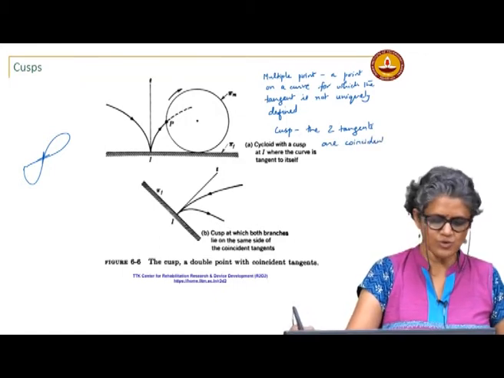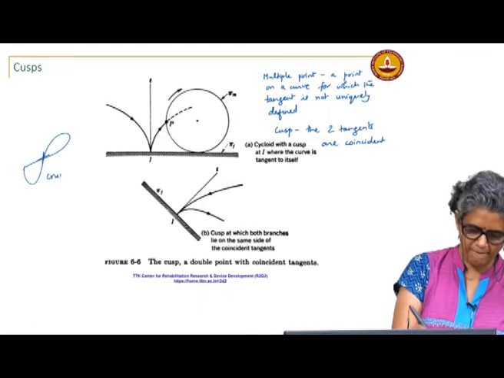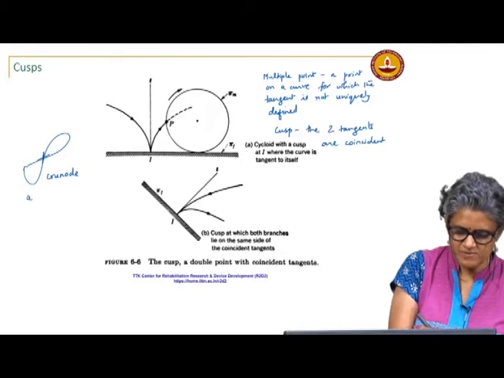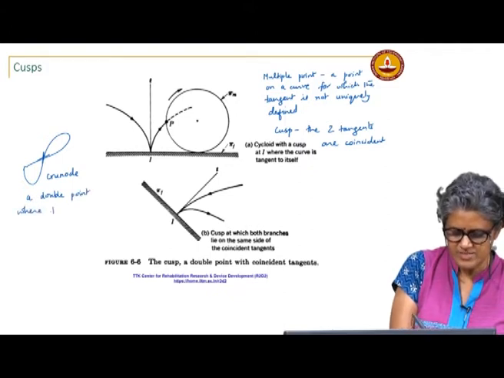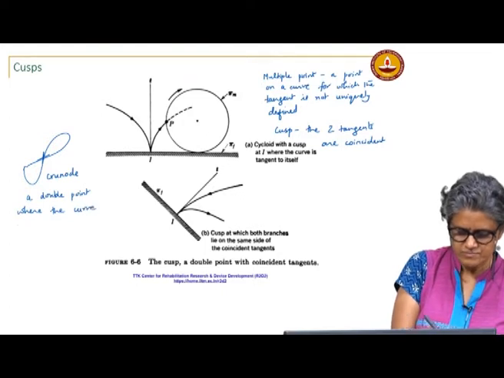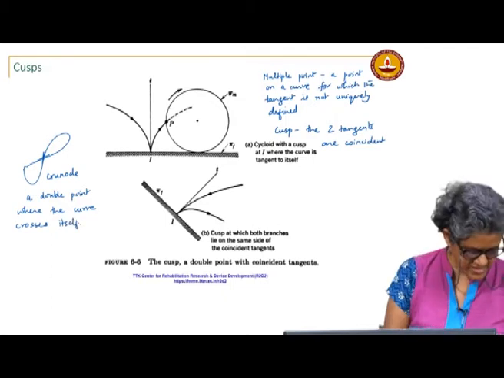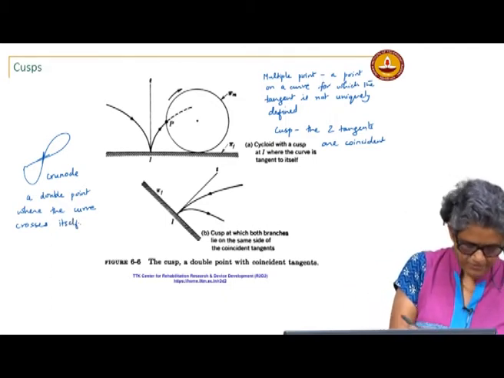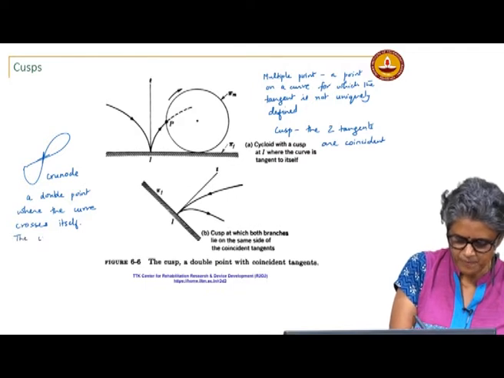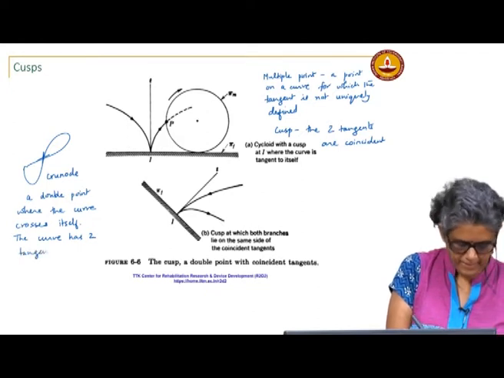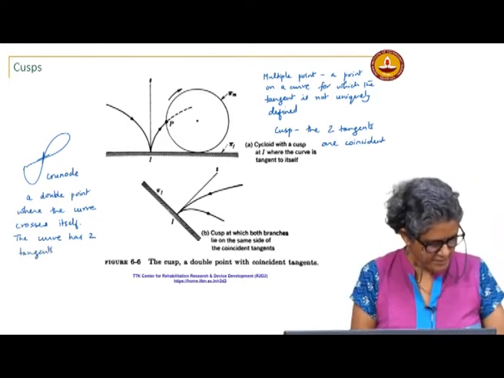Whereas, in the case of the crew node, which is also a double point, the curve crosses itself. So, a crew node is a double point where the curve crosses itself and there are two tangents at this point. So, the curve has two tangents at this double point.